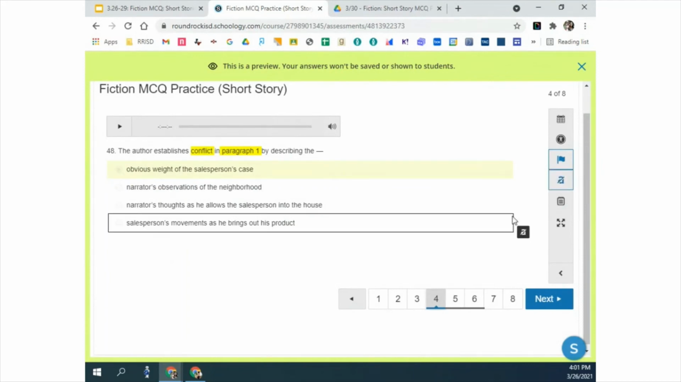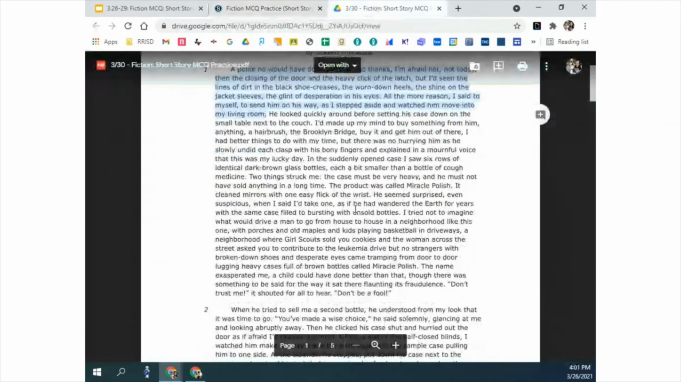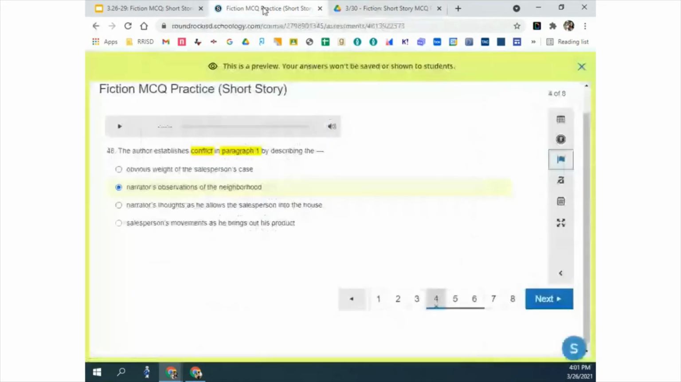I can't eliminate it because I answered it. Observation of the neighborhood, that was later in the paragraph. But that's not the main conflict, right? The main conflict was about the salesperson and how the narrator was feeling about it right from the very beginning. So that's why this one was the answer choice. You could choose this one, but it was way before then.